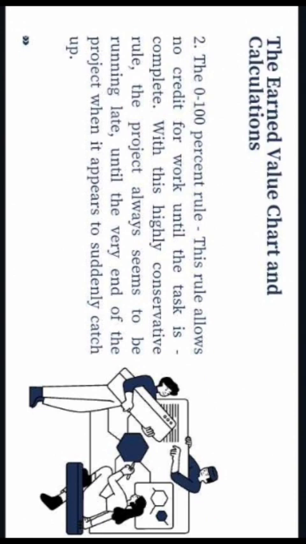The 0 to 100% rule is a project management principle that implies no partial credit is given for a task until it is 100% complete. This means that until a task is entirely finished, no progress or value is recognized. It tends to make a project appear behind schedule throughout most of its duration, as progress is only acknowledged when tasks are fully done. For example, imagine a construction project building a house. Using the 0 to 100% rule, if the task is to install windows, no credit is given until all the windows are completely installed. Even if some windows are in progress, there's no recognition of progress until the entire task is finished.